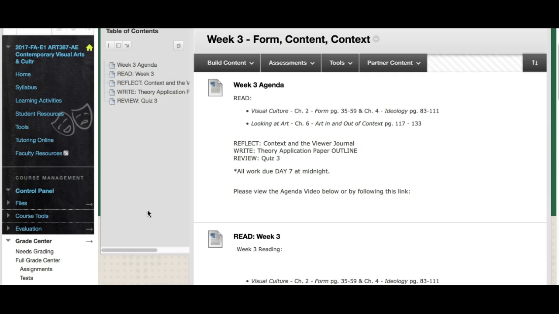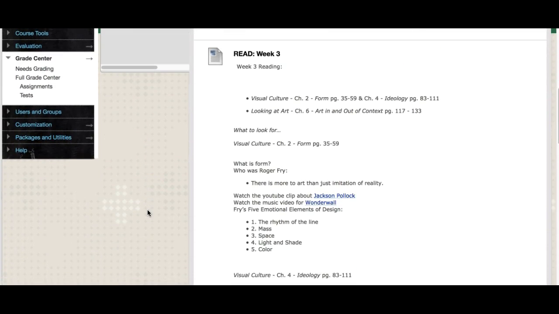And if you have questions along the way in these chapters, do not hesitate to send me an email or a text message and say, hey, this part on page 94 is giving me a hard time. I'm not quite sure what they're saying. I'm more than happy to talk you through these things. I love when students ask me those kinds of questions. So you have that reading, and then in Looking at Art, chapter 6, art in and out of context. So we're looking at form, we're looking at ideology, and we're looking at context really this week.